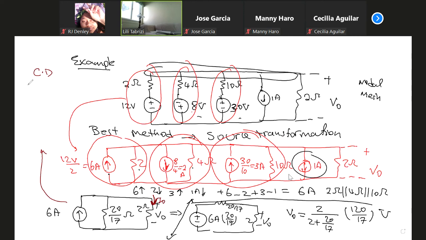I0. What is I0? It's the other resistance, 20 divided by 17, over 20 divided by 17 plus 2 ohm, multiplied by 6 amp. Okay, find I0, and then after you find I0, V0 is Ohm's law. It's 2 ohm times I0. Yes, you can do that. You can either convert it to a voltage source, use voltage division, or keep it this way and use current division and Ohm's law.